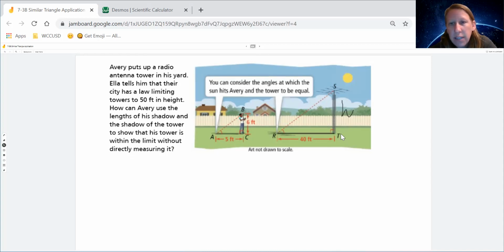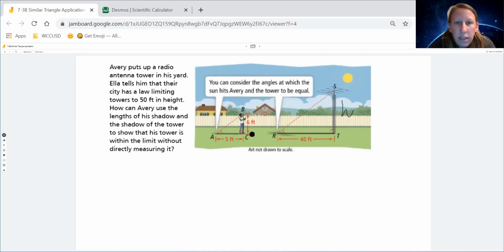So instead of taking down his tower and measuring it on the ground, he's going to use the power of the sunshine to do this problem. The art's not drawn to scale, and that's a really big yard. Reminds me of my brother's house in Texas. They had a big fence like that. Okay, so let's just set it up. Everything's here. We need to prove how high the tower is.